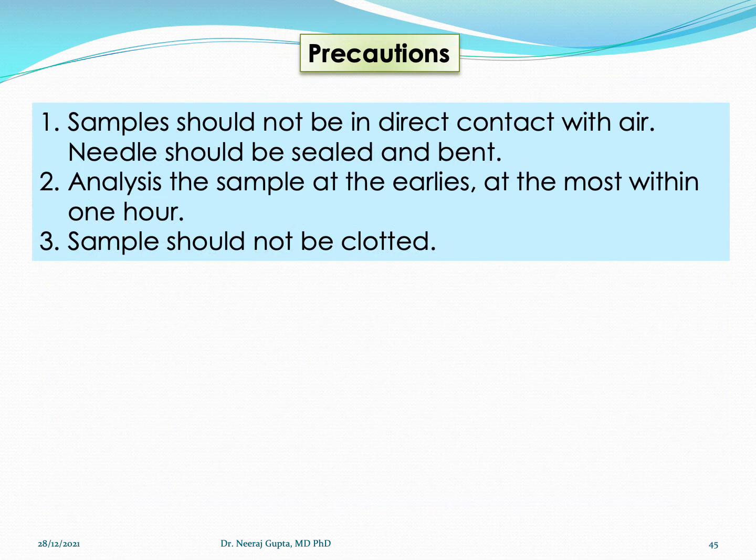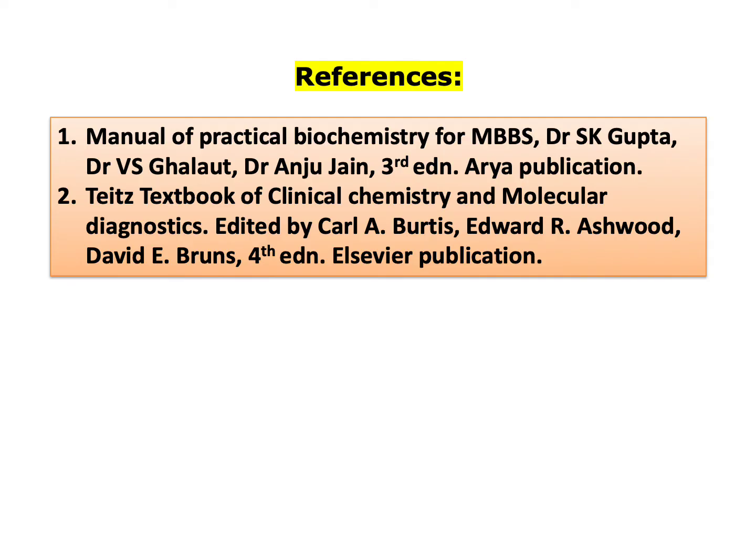Now some of the precautions we should take while doing this procedure. So the sample should not be in direct contact with the air and the needle should be sealed and bent because otherwise contamination from the atmosphere may happen. So analysis of the sample should be done at the earliest, at most within 1 hour, and samples should not be clotted. Make sure it's not clotted.